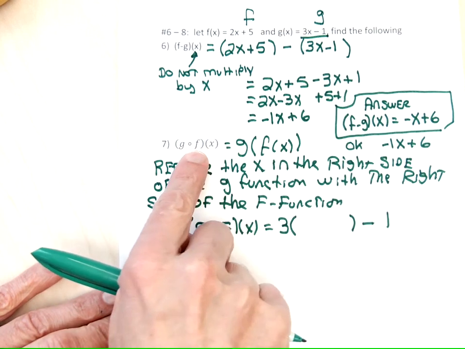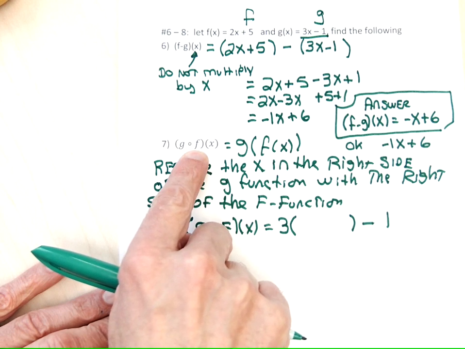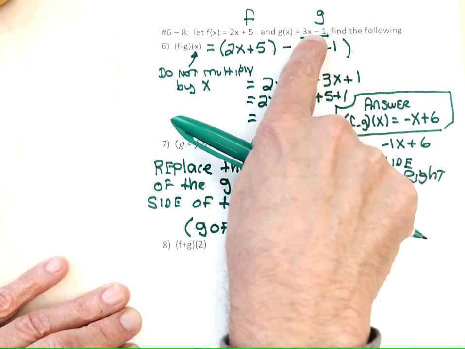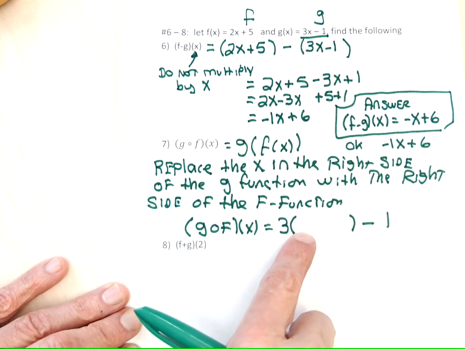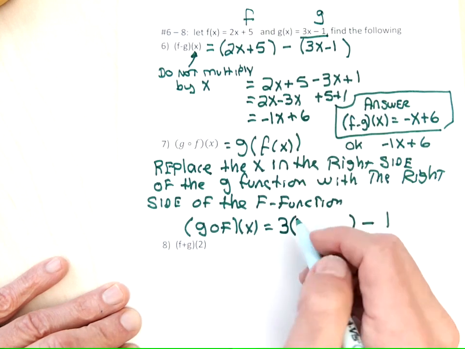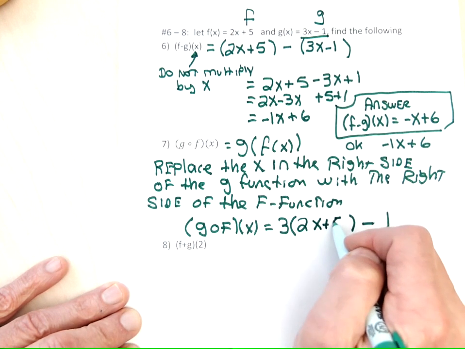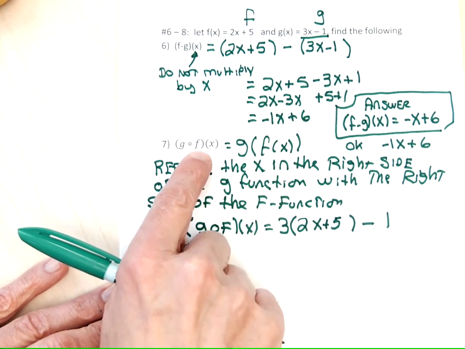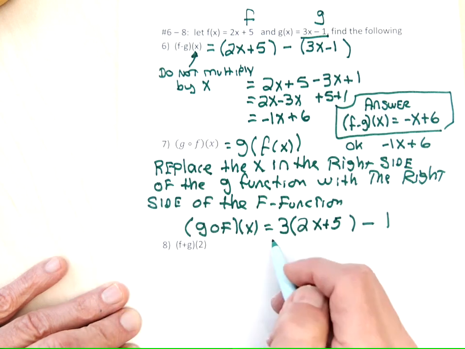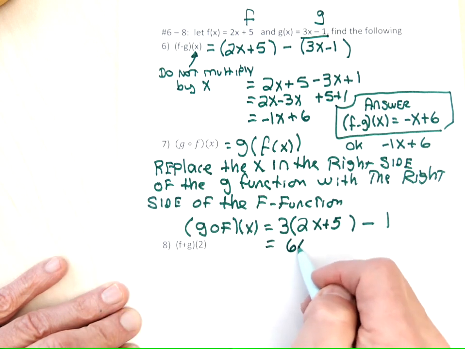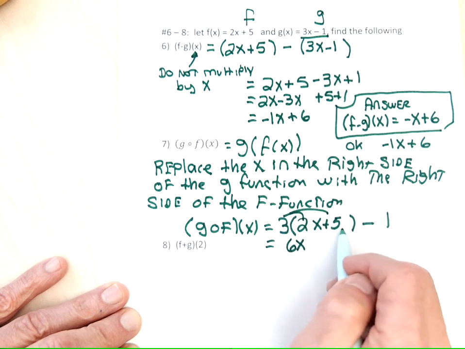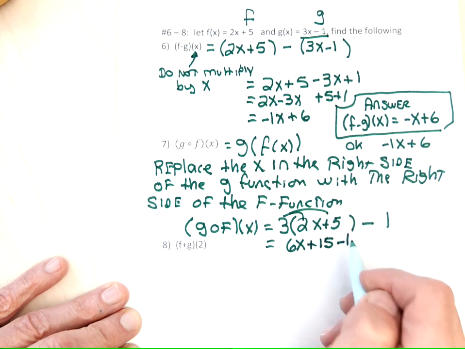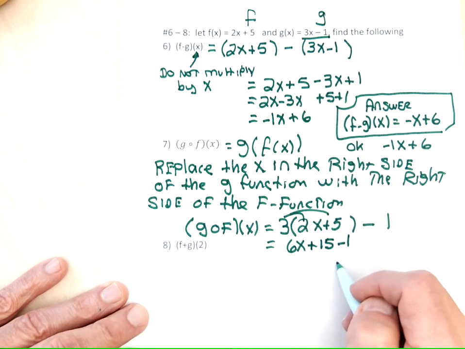So whatever function is written second, that function's going to go in place of the x in the first function. The x in the first function was preceded by the 3. I wrote that g function without the x, and inside the parentheses, I'm going to put the f function. That's all this tells me to do. It says take the g function and replace the x in it with the right side of the f function, and then just do the algebra to combine like terms. Here I'm going to clear this parentheses by multiplying the 3 by 2x and the 3 by 5. And then I'm going to combine the 15 and the 1, and I'm going to get my answer.